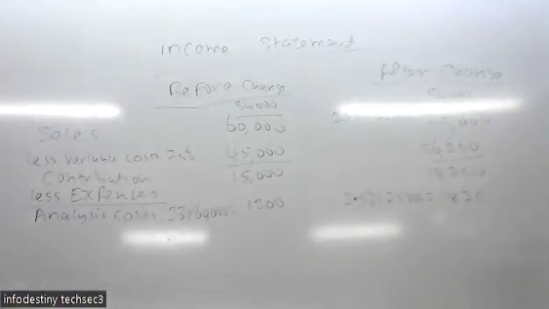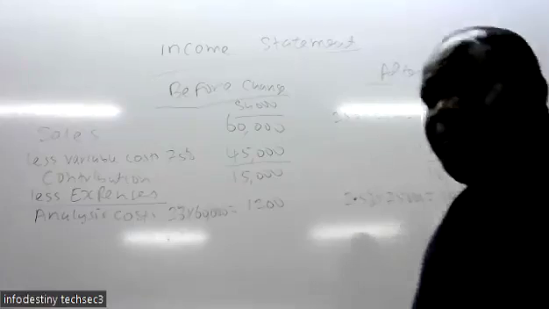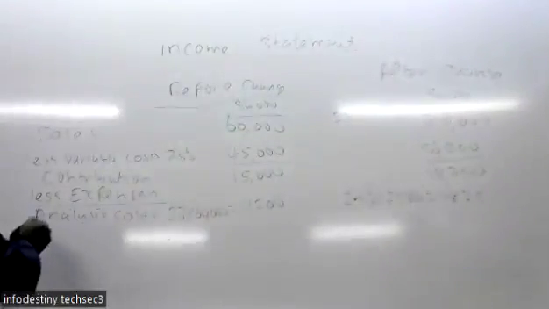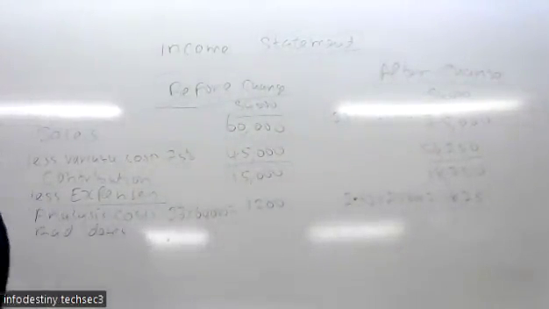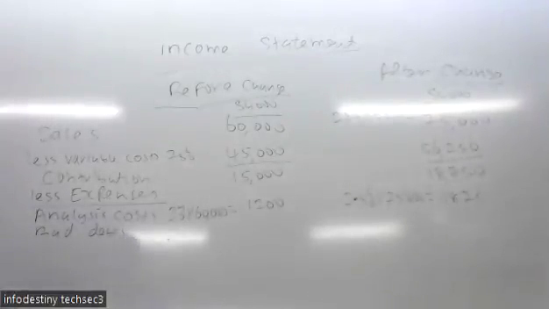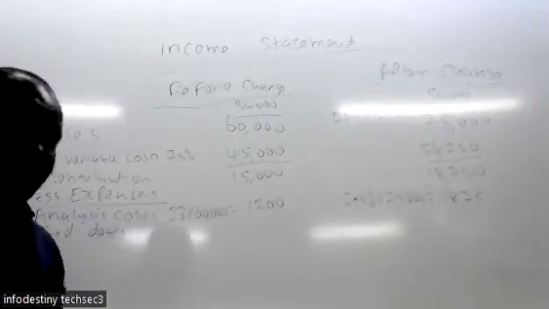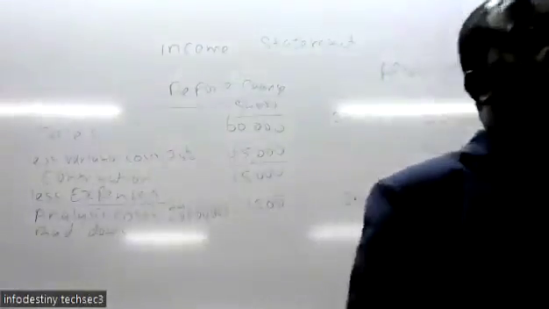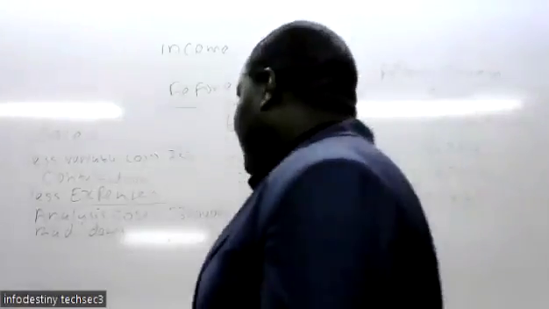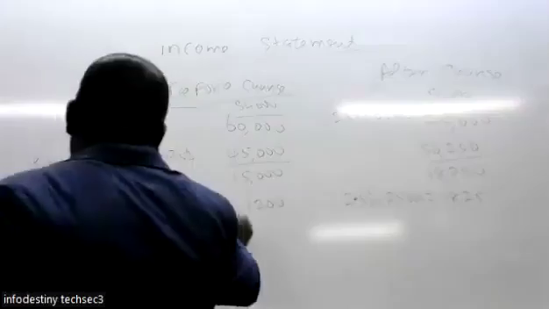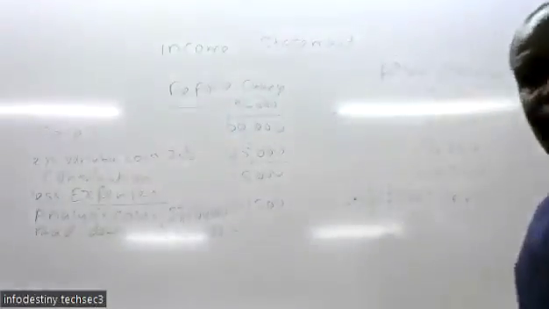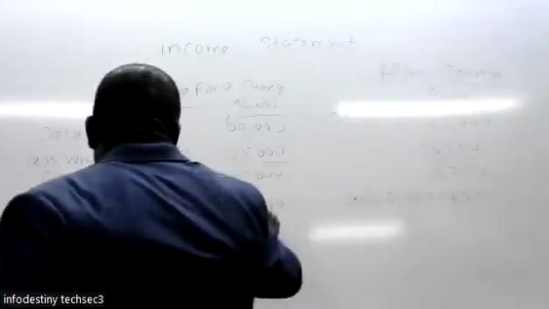Then the other cost there is bad debts. They have said it is going to increase from 1.5% to 2% of the credit sales. So you also now calculate that. For bad debts, the first one is 1.5% of the credit sales, which is 900.